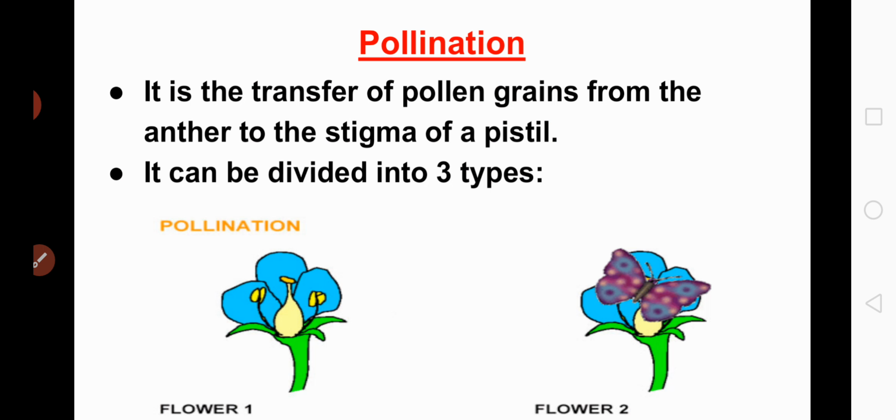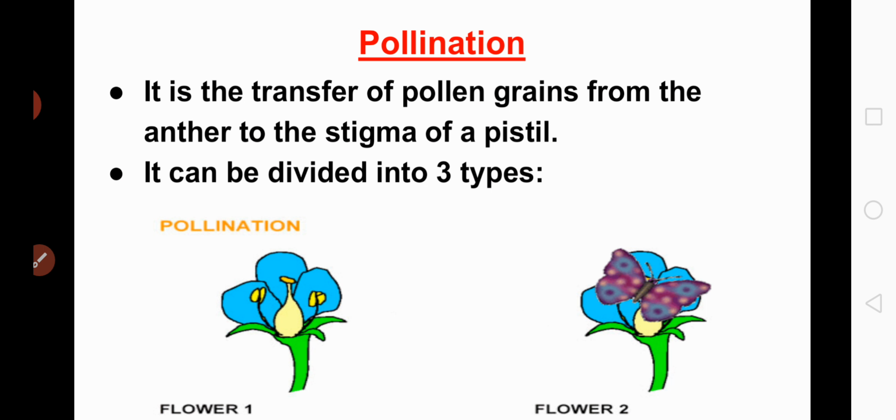So what do you mean by pollination? Pollination means it is the transfer of pollen grains from the anther to the stigma of a pistil. So once again I will repeat the definition. It is the process of transfer of pollen grains from the anther to the stigma of a pistil. Clear?